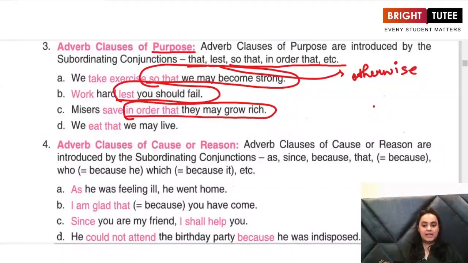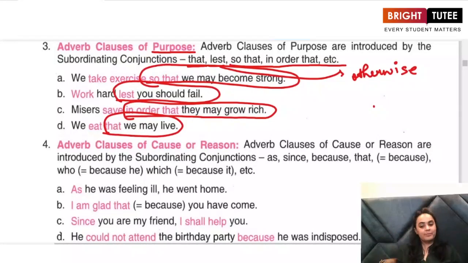We eat that we may live. What is the purpose of us eating? That we may live. So, adverb clause of purpose is that clause which tells us about the purpose behind some action that took place, and that is going to begin with subordinating conjunctions such as that, lest, so that, in order that, and so on.